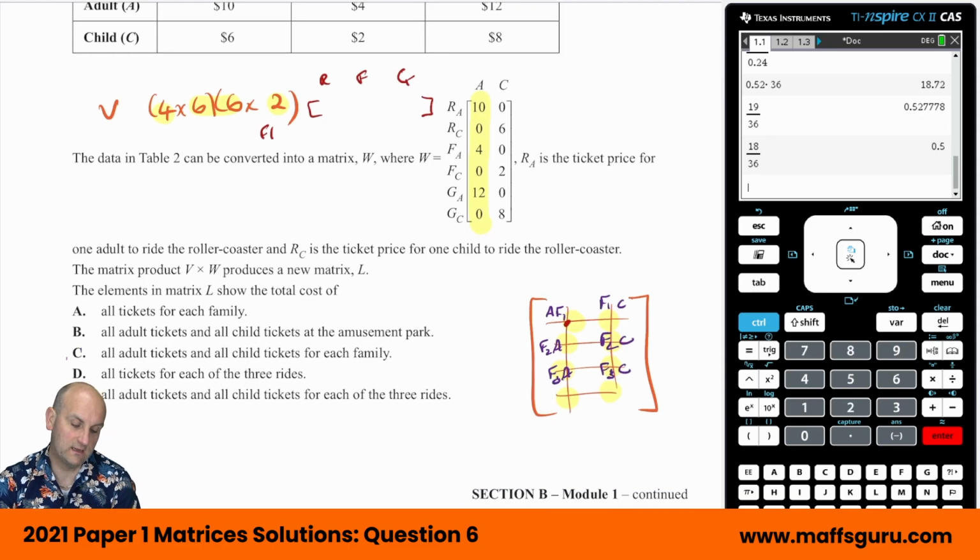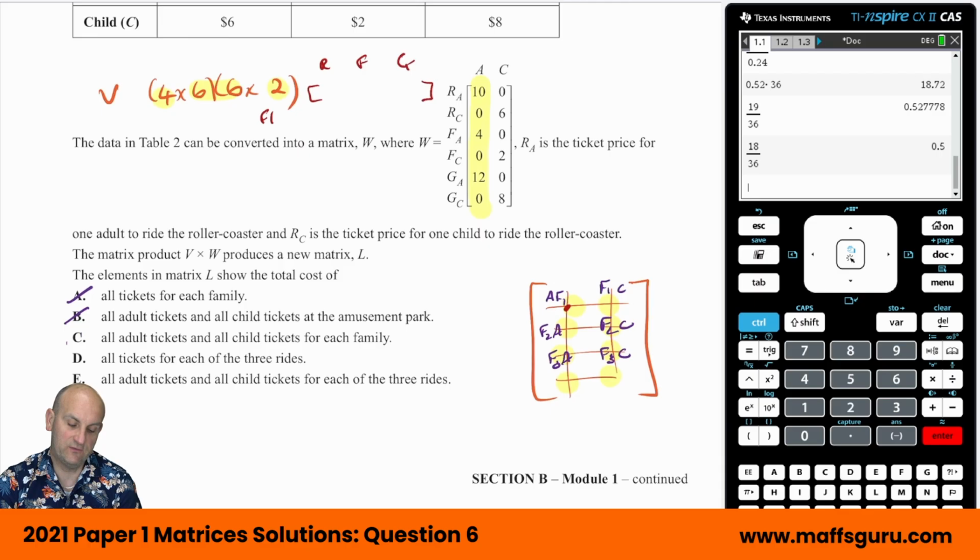Okay, so what is it going to get? The elements in matrix L show the total cost. So I don't want to know each value. All tickets for each family, no. All adult tickets and all child tickets at the amusement park. The elements will give me all adult tickets and all child tickets, no. All adult tickets and all child tickets for each family, that's looking likely. All tickets for each of the 3 rides, nope. All adult tickets and all child tickets for each of the 3 rides, no. So I'm going to go C as my correct answer.